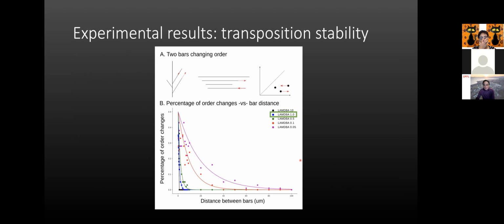And so here's some experimental results on this sort of transposition stability, where for lambda equals 1, we can see, this is the blue curve here, that when the distance between the bars is large enough, in the order of microns, there's very little probability that the two are going to change place. It's only when the distance between them gets very small that we start having these sort of switches going on.